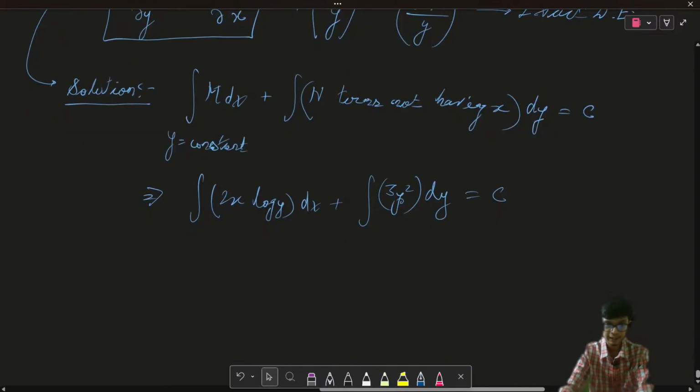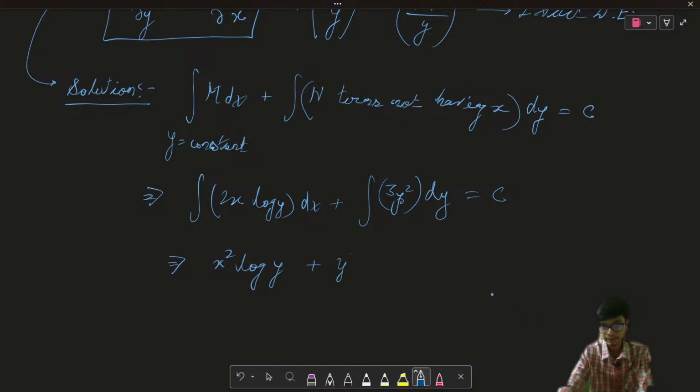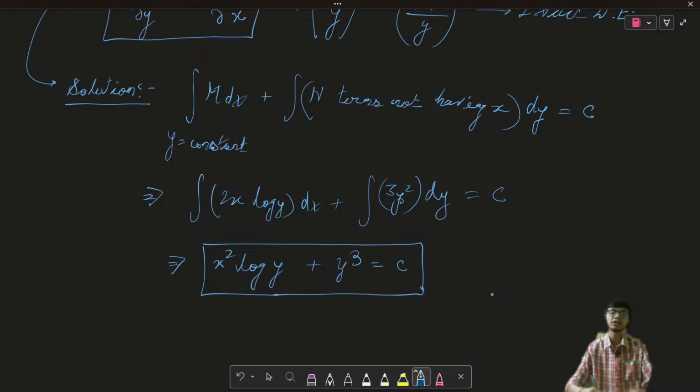If I carry out this integration, this is equal to x square into natural log of y plus y cube is equal to some constant c. I hope this part is clear to all of you. This is going to be the general solution of such a differential equation. All right, is this part clear? Is the solution clear to all of you?